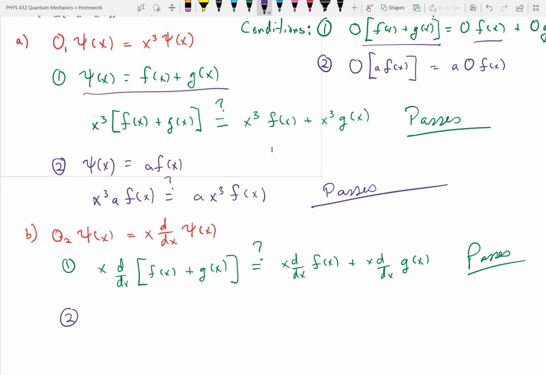Okay. For the second one, we'll have x times d over dx of a f of x.